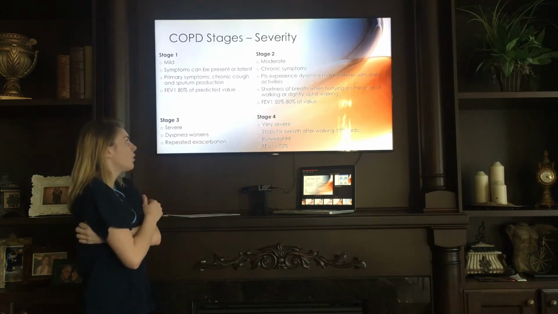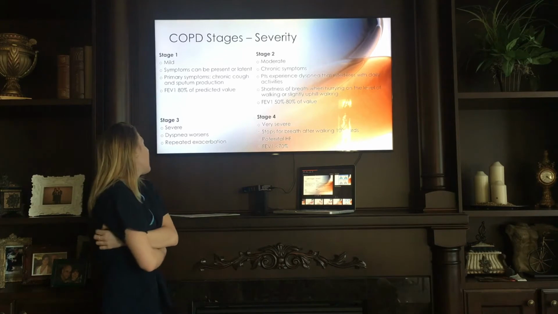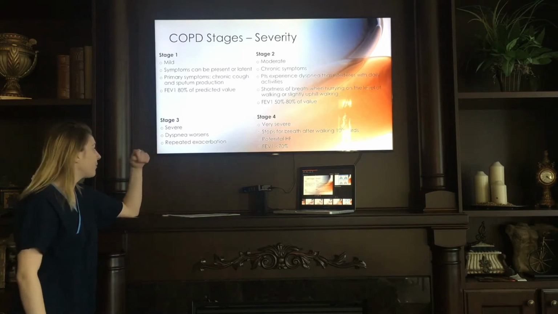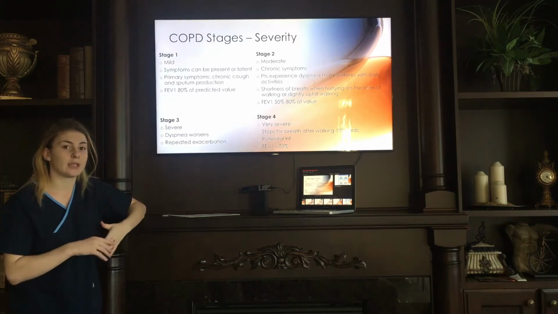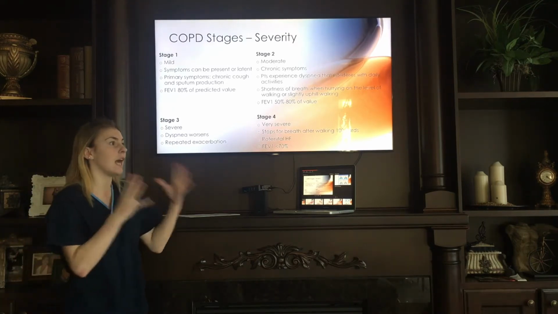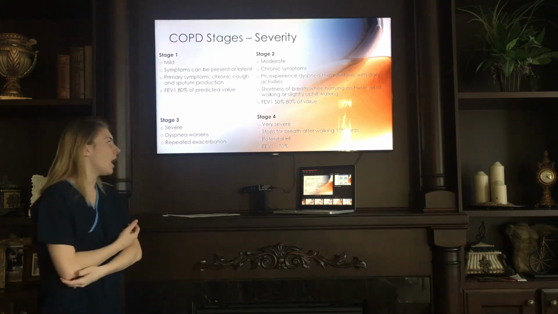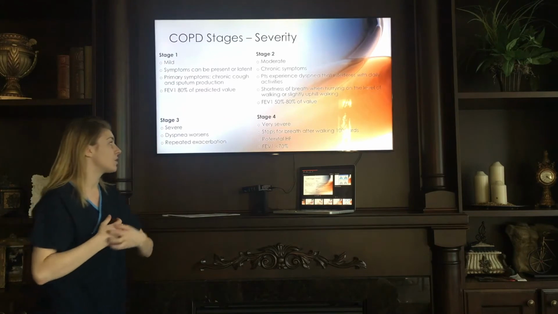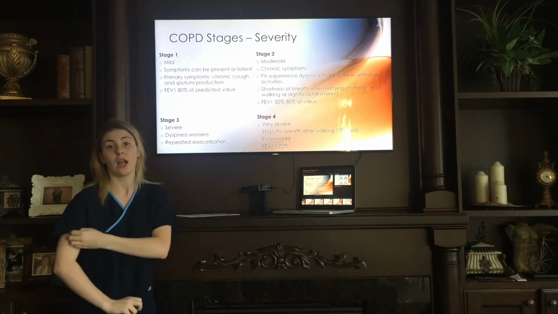So at this time, normally they have an FEV1 of 50 to 80% of the predicted value. Then we get into stage 3, which is severe. Your dyspnea worsens and they have more exacerbations. So they could be doing less movement and having more shortness of breath, right? And then stage 4 is very severe, so the patient stops for breath after walking 100 yards. 100 yards is not a far distance to walk.